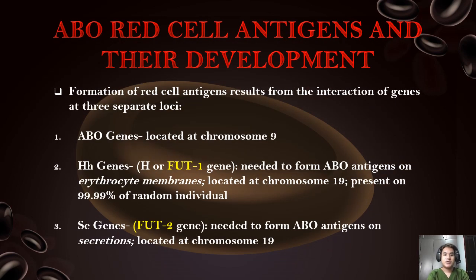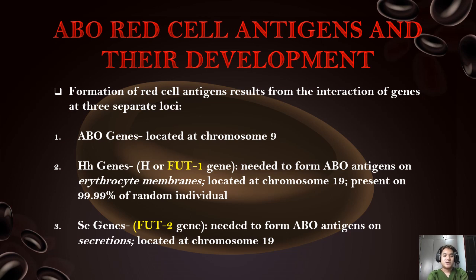The production of your red blood cell antigens is genetically modulated and is actually the result of the interaction of genes at three separate but related loci. You have your number one, ABO genes, number two, H genes, and number three, SE genes. Your ABO genes are located at the long arm of your chromosome 9.